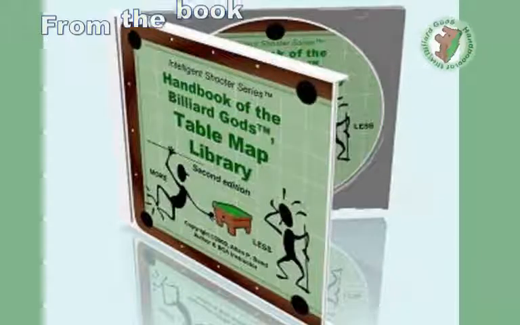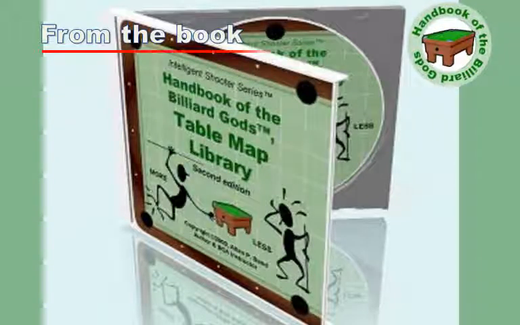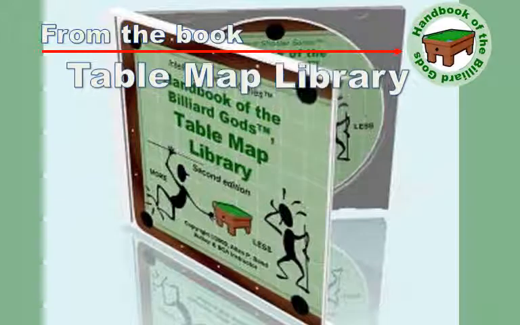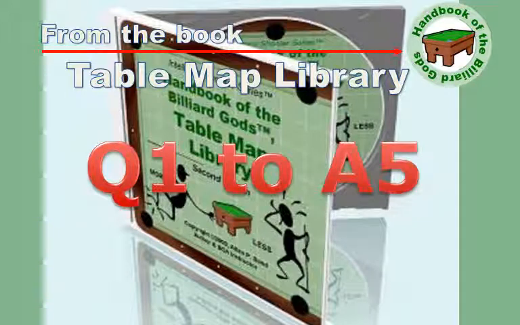This is one of the thousands of setups in the Table Map Library, an HTML book that describes cue ball patterns on a 9-foot table. These patterns are very helpful when you play one-pocket matches and 9-ball competitions. This video shows the path that the cue ball will travel around the table from the Q1 position, to the A5 diamond target on the rail.